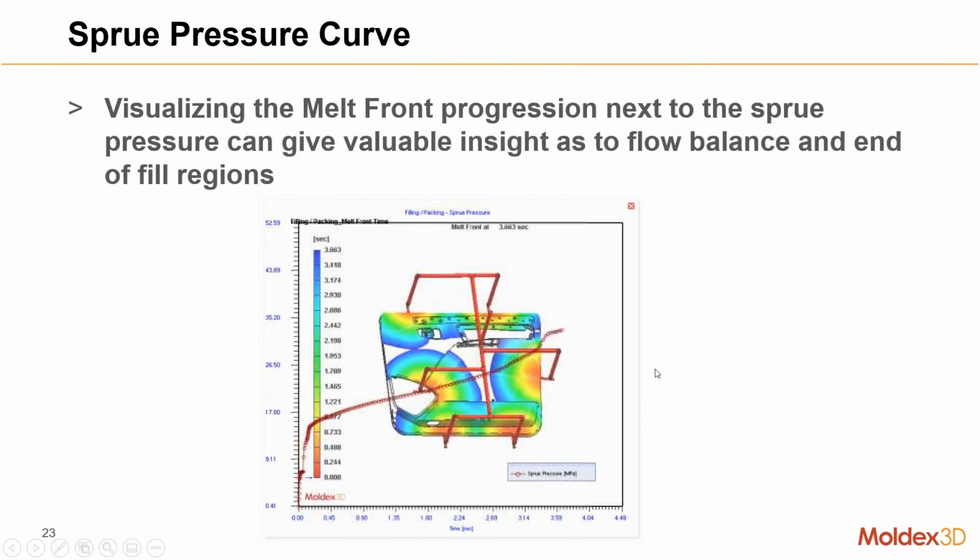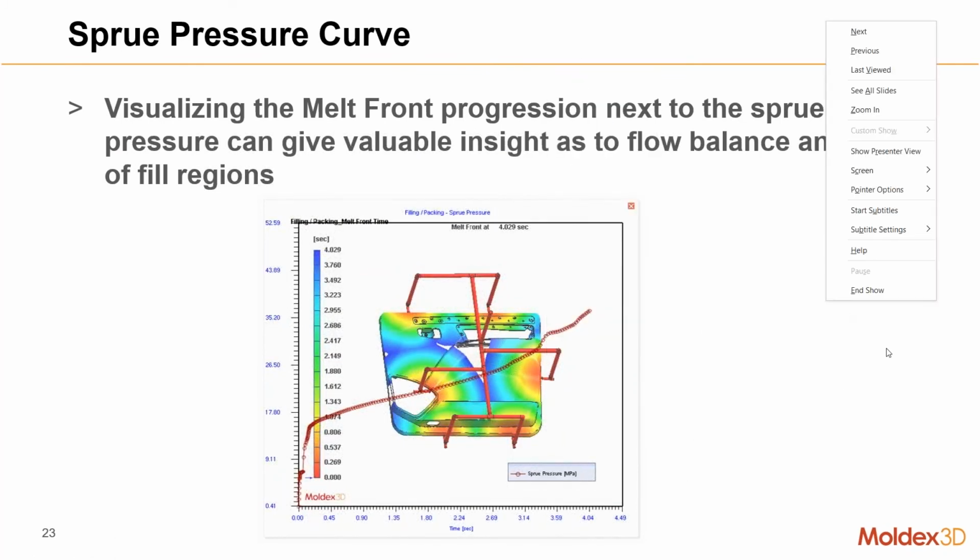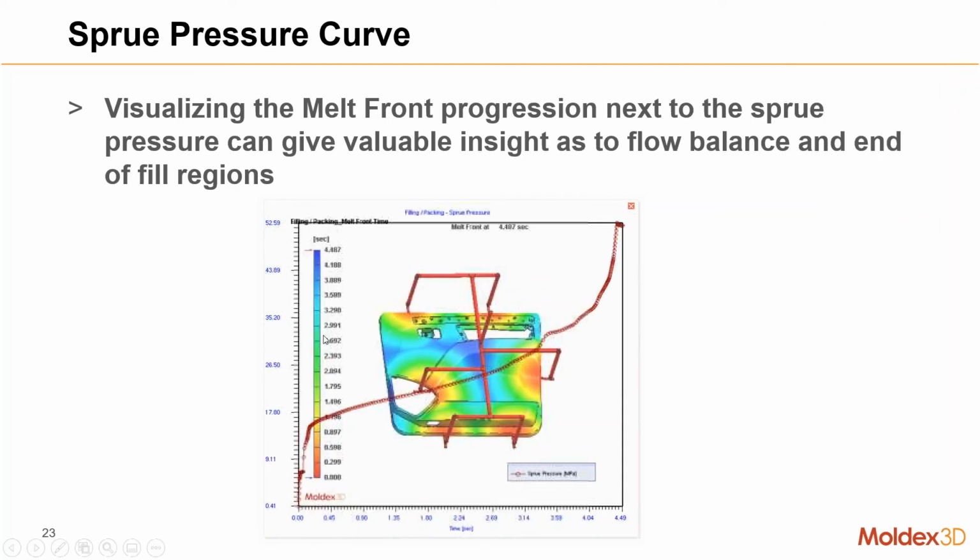All right, and one interesting tool that you can use is overlaying the sprue pressure plot on top of your filling animation. So making sure that your flow balance is as good as possible, or at least that your flow balance is what it is like in reality. This ability to overlay the sprue pressure on top of the melt front is going to be very important.